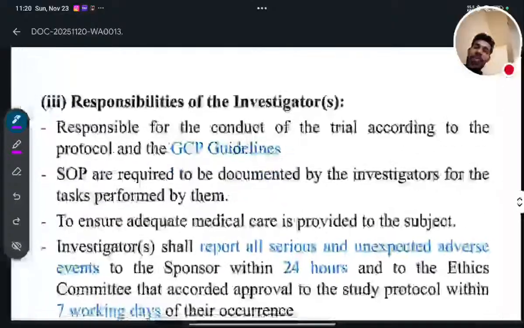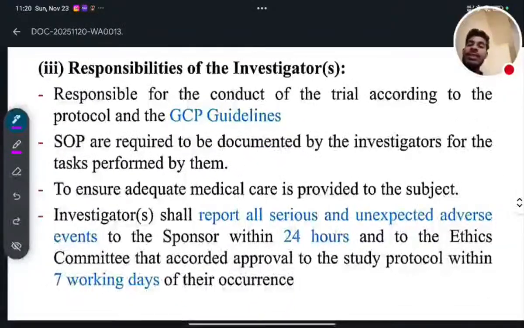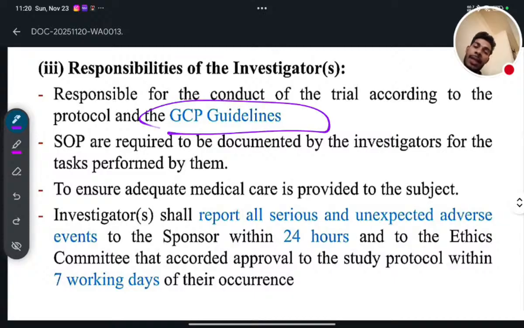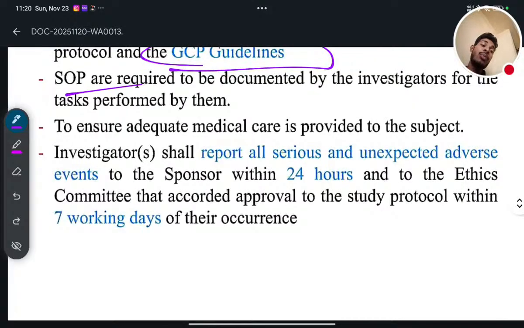Okay, next, responsibilities of the investigator. Now the one who is investigating all these things, what is the responsibility? Responsibility for the conduct of the trial according to the protocol and GCP guidelines. Okay, so SOPs are required to be documented by investigators for the tasks performed by them. Not important. To ensure adequate medical care is provided to the subject.